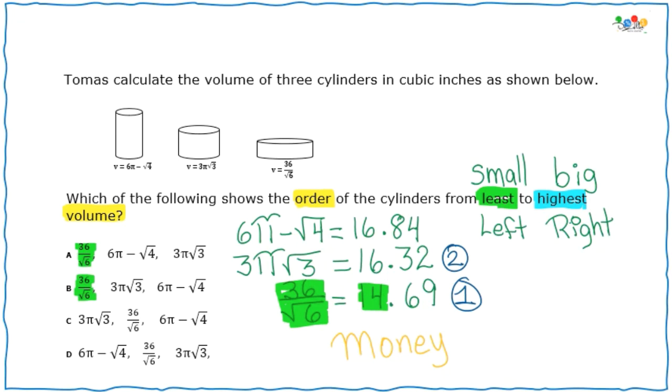And the one with the highest is $16.84. Okay, very good. So look at the answer choices. So the next one that I'm looking for will be 16.32, which is 3 pi square root of 3. So it seems to me that the answer is letter B. Very good.